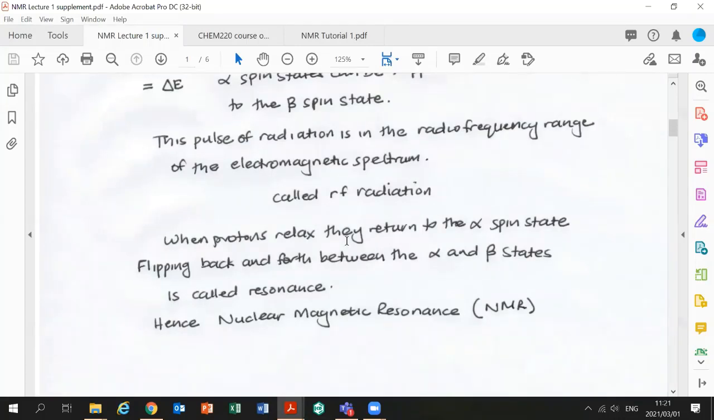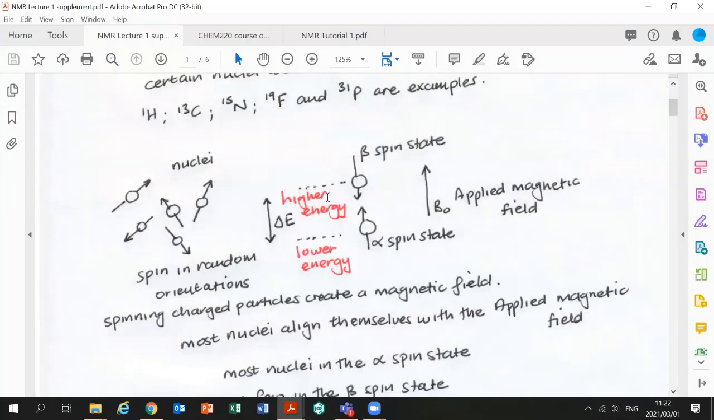Now remember that in order to keep on spinning in the beta state, you need that energy all the time. And you probably won't get that energy all the time. So what happens when you do get that RF radiation, it slowly decays back to the alpha spin state. So you go from the low spin state, we get the energy, we go to the high spin state, and then we slowly lose the energy, and then we come back down.